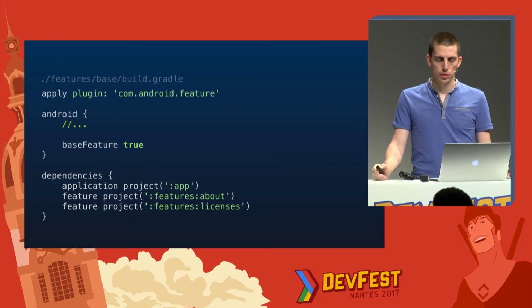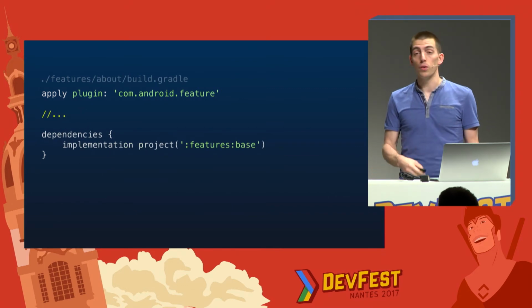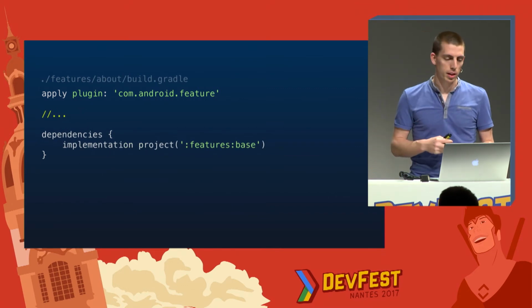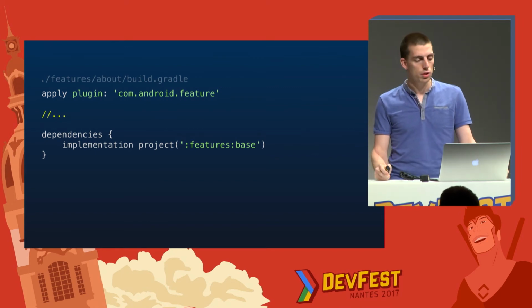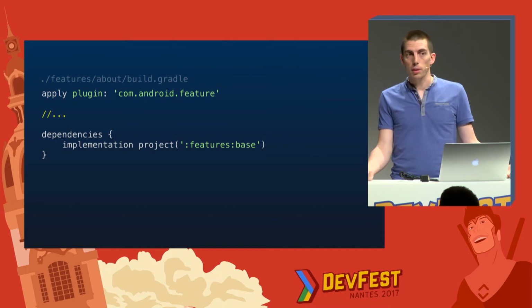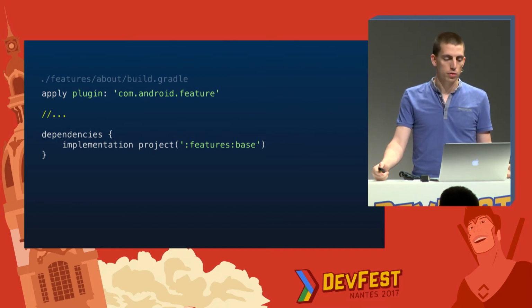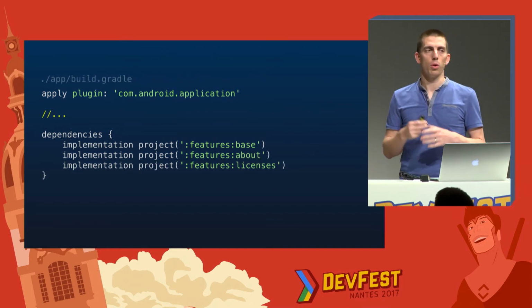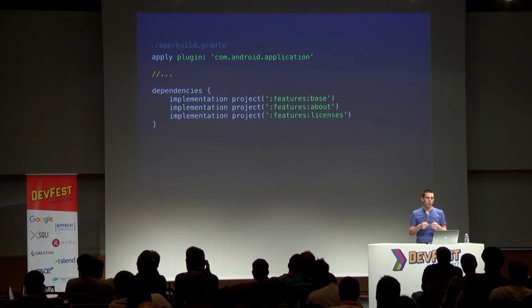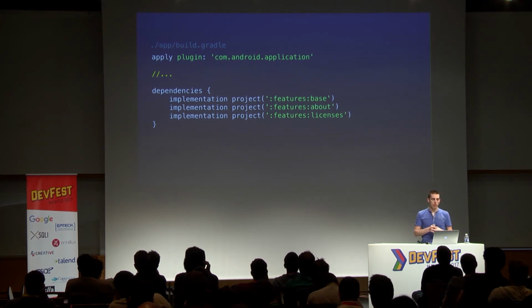So here you have your base feature. If you look at your features, like licenses and about, in our case, you apply the same plugin because it's a feature, so com.android.feature, and you put a single dependency, which is the base feature module. And that's pretty much it. If you go now to your application, which is made of several features, you're still using the com.android.application Gradle plugin, and the dependencies will be all of the features that you want to be bundled inside the installable APK.